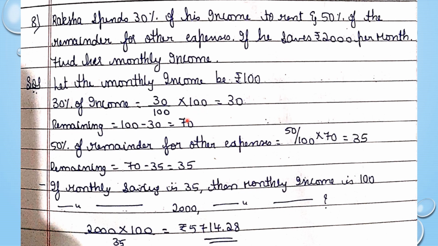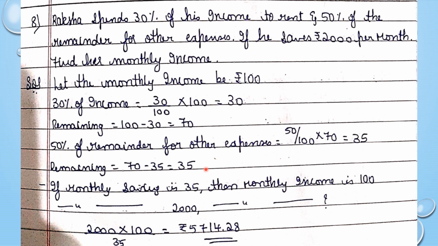So the remaining will be 100 minus 30, that is 70 rupees. So 50% of the remainder is for other expenses. In 70, 50% of the remainder is for other expenses. So 50% is written as 50 by 100 into the value 70. So you will get 35. So in 70 rupees, 35 rupees is taken for other expenses. So the remaining 35 rupees is saved.